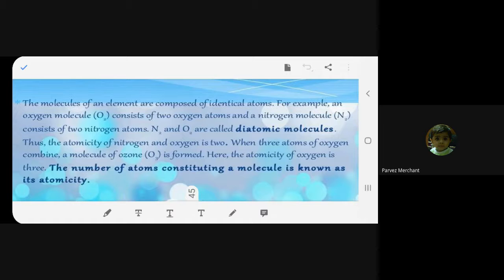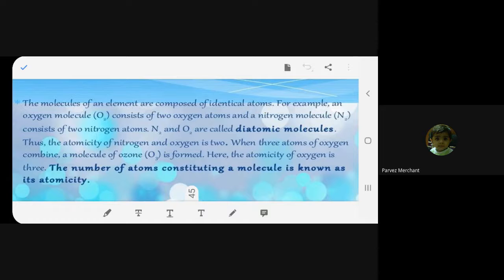Do you agree? Tell me. Ma'am, what is the difference between diatomic and atomicity? No, there's no difference. You're confusing it. Diatomic is a part of atomicity. Under atomicity, monoatomic, diatomic, triatomic, polyatomic will come. So atomicity is the number of atoms present in a molecule. That is all. Definition is over.